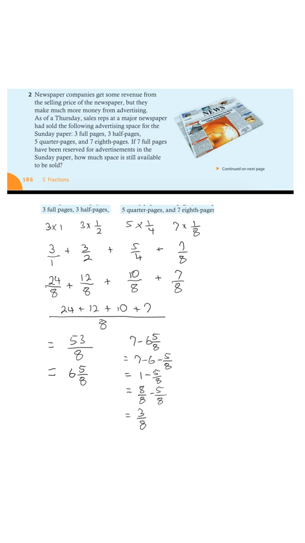So in words, we would say, okay, remember you read that question, how much space is still available to be sold? We use that English and we say, there is 3/8 pages of space still available to be sold. Okay, so that is our answer here. Good. Okay, so maybe you got that answer yourself.